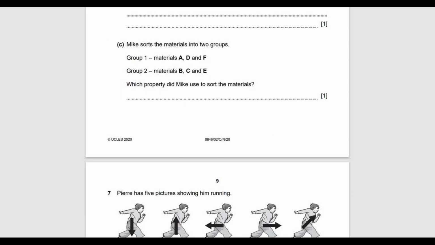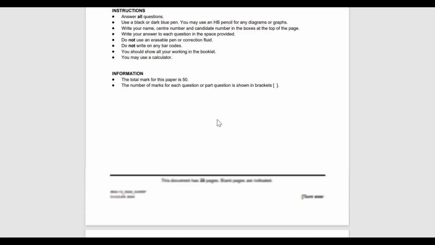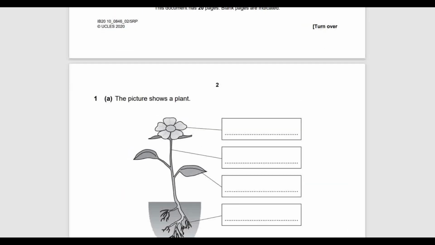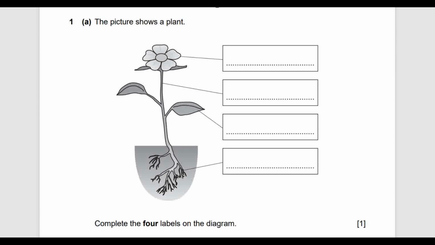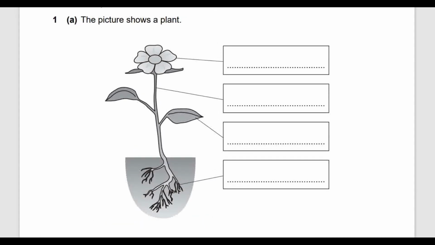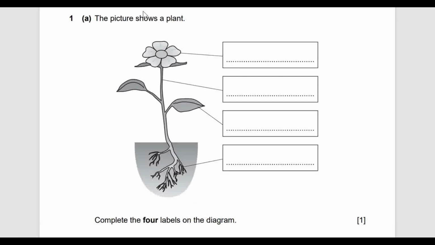Now let's start from question number 1. We zoom in. This is question number 1. The picture shows a plant. Complete the 4 labels on the diagram.